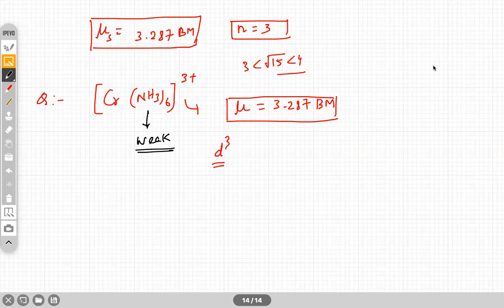But yes, CFT, crystal field theory, gives us the concept of how we understand what the color of the complex should be, and how we calculate the lambda value there. Next, write down a note: the major drawback of VBT is that it could not explain the color of the complex.